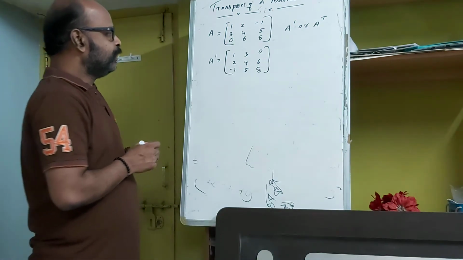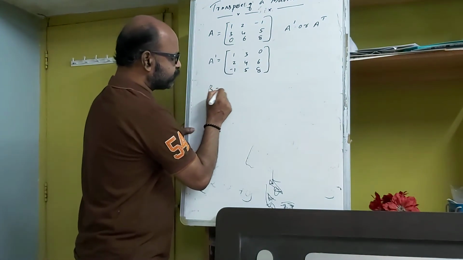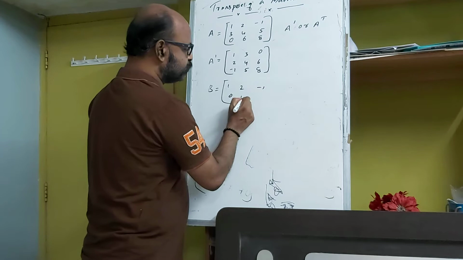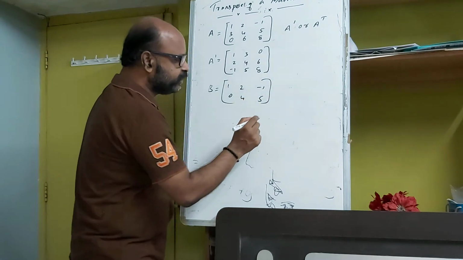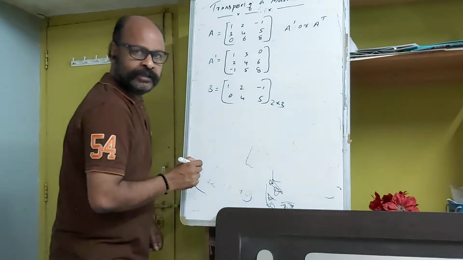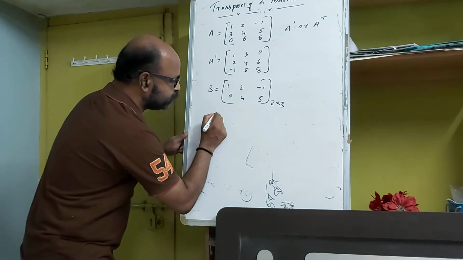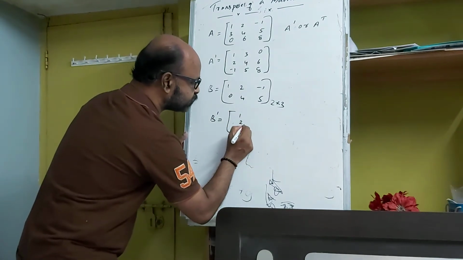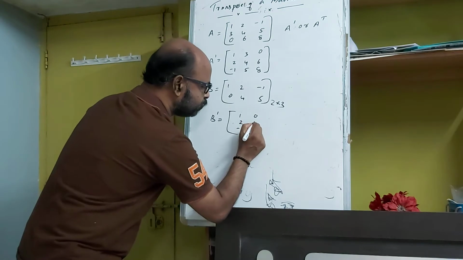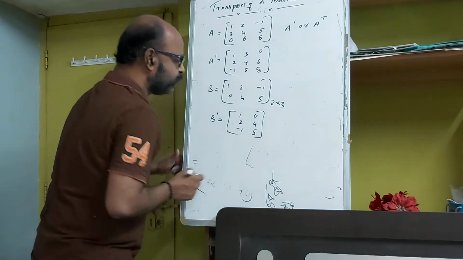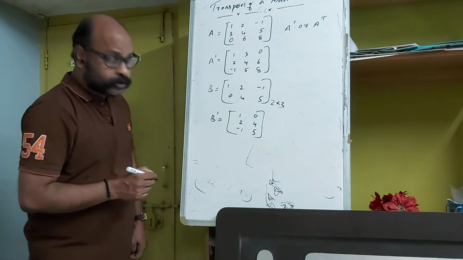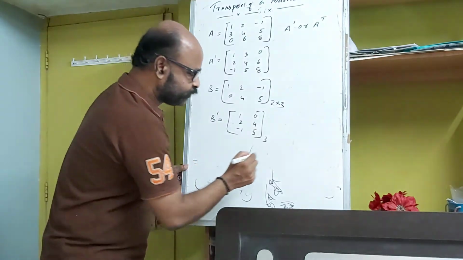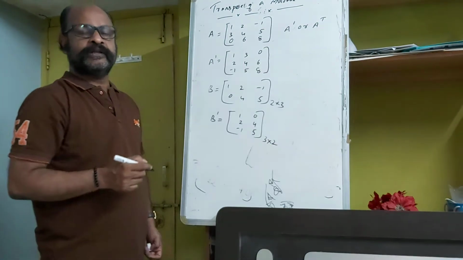Then suppose we consider another matrix. B is equal to the matrix 1 2 minus 1, 0 4 5. B is a matrix of order 2 by 3. Then the transpose of B equals the matrix where the first row becomes the first column, and the second row becomes the second column. B transpose is a matrix of order, how many rows here? 3. And how many columns? 2. So this is a matrix of order 3 by 2.